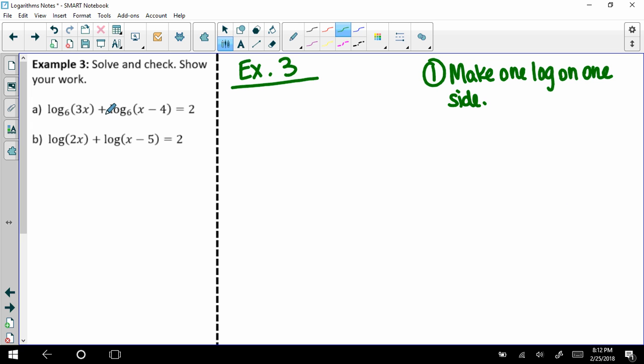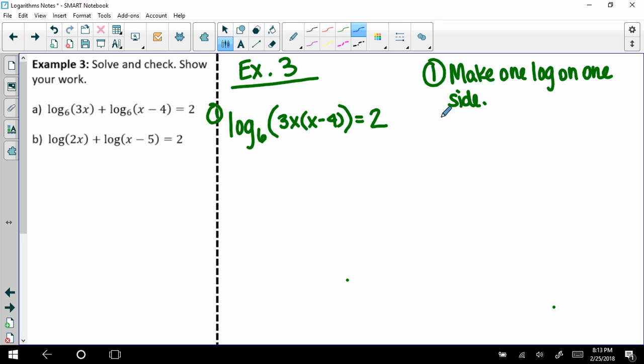So in this problem, when there's a plus sign, both of them are log base 6. And then in the big log base 6, you're supposed to take 3x and multiply it by x minus 4. That's what that product property said. And then that still equals 2. So when you've got the same log base 6, and they're both on the same side of the equation, you have to make this one log by using the properties of logs. And the property that had addition said that you take what's inside each log and multiply them together. So I get this. So that's step 1.